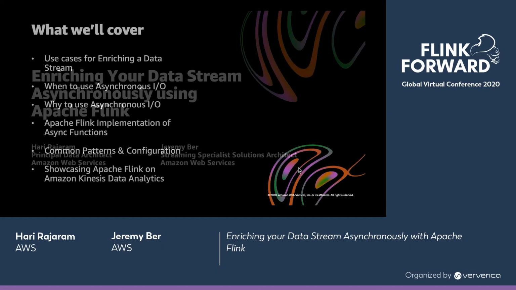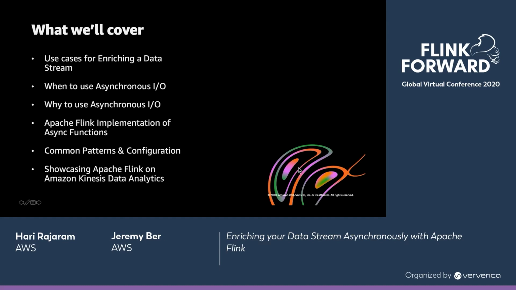Let's go to the agenda. In today's agenda, we'll talk about the various use cases for enriching your data stream, when and why one should use asynchronous IO when making an external call. We'll also take a deep dive on how Apache Flink implements async functions, and typical common patterns and configuration for making async IO calls. And lastly, we'll do a demo on Apache Flink on Amazon Kinesis Data Analytics.